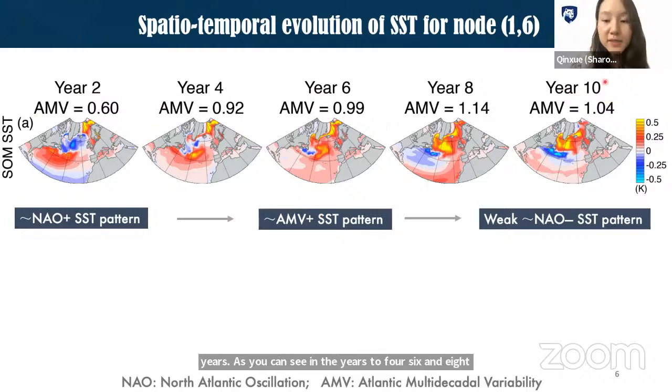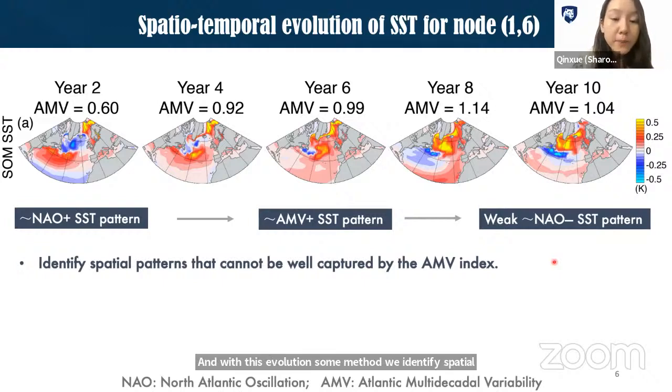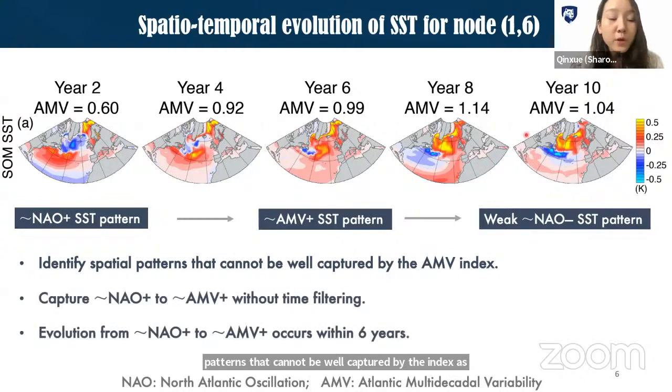Focusing on this specific node allows us to demonstrate how the evolution SOM method can provide new insights into the mechanisms involved in this well-known NAO-AMV transition. With this method, we identify spatial patterns that cannot be well captured by the AMV index, as shown at the top here. We're able to capture the NAO to AMV transition without using any time filtering, and we found this evolution occurs within 6 years.